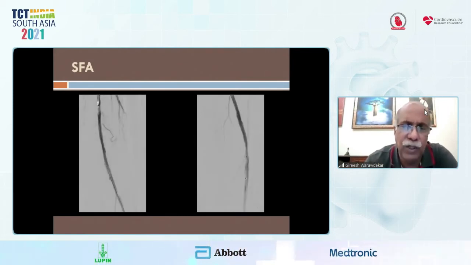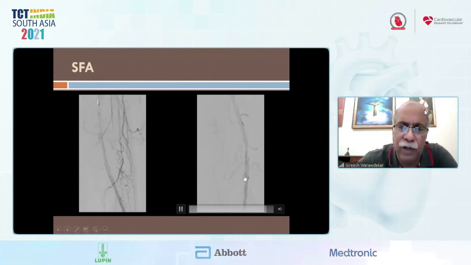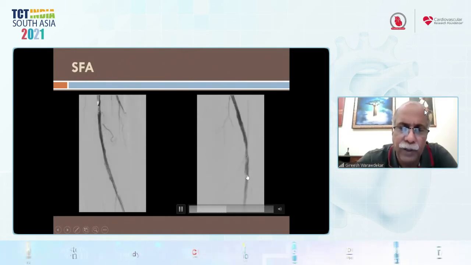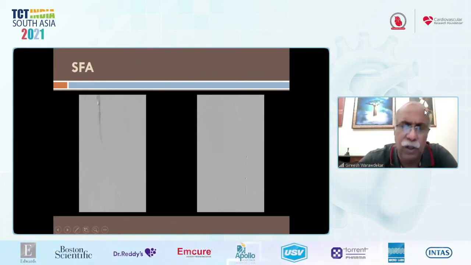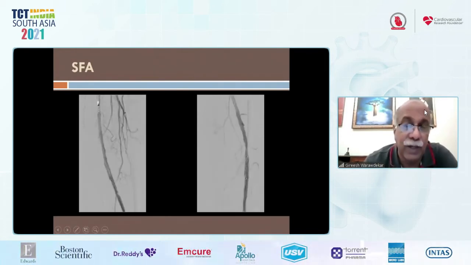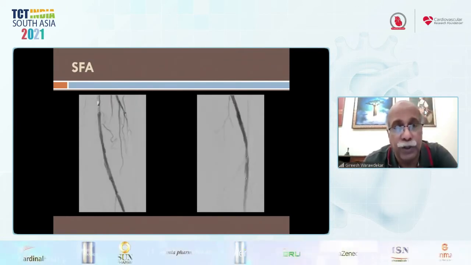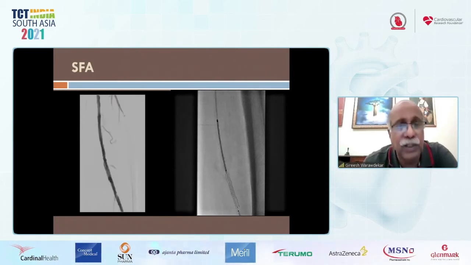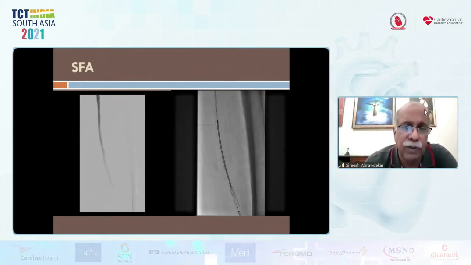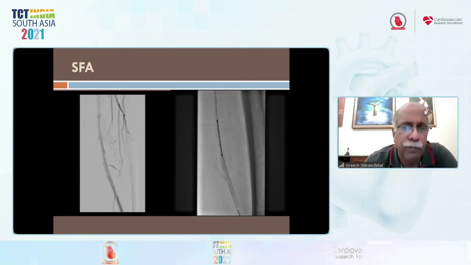However, if you see in the right picture, you can see some filling defects within the filter, which is the plaque which has got dislodged and caught in the filter. That is why it is important that one uses a distal protection device. And of course, this was a little earlier, so we did put a stent in this patient. And with the follow-up of this patient, the stent is still patent.